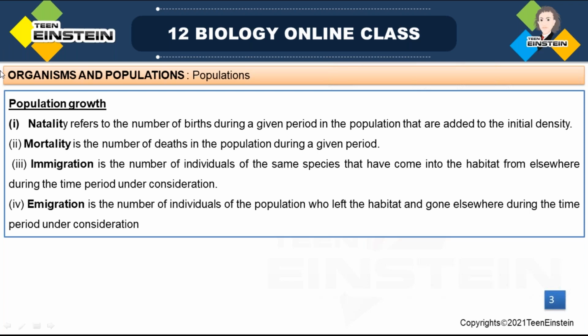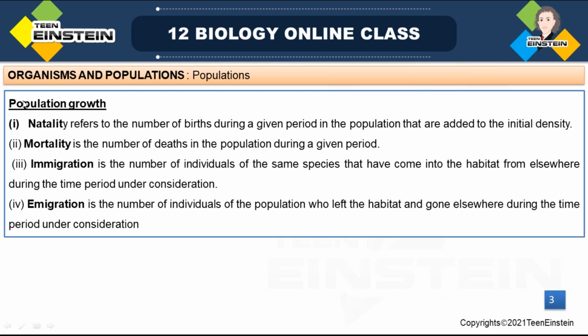Next point is immigration. So here we can say mortality is decreasing the population, right? Whereas natality is adding. More organisms are getting added to that population, which increases the population, while with mortality, the number of individuals is getting reduced, because mortality shows the number of deaths at a particular period. So there the population is decreasing.